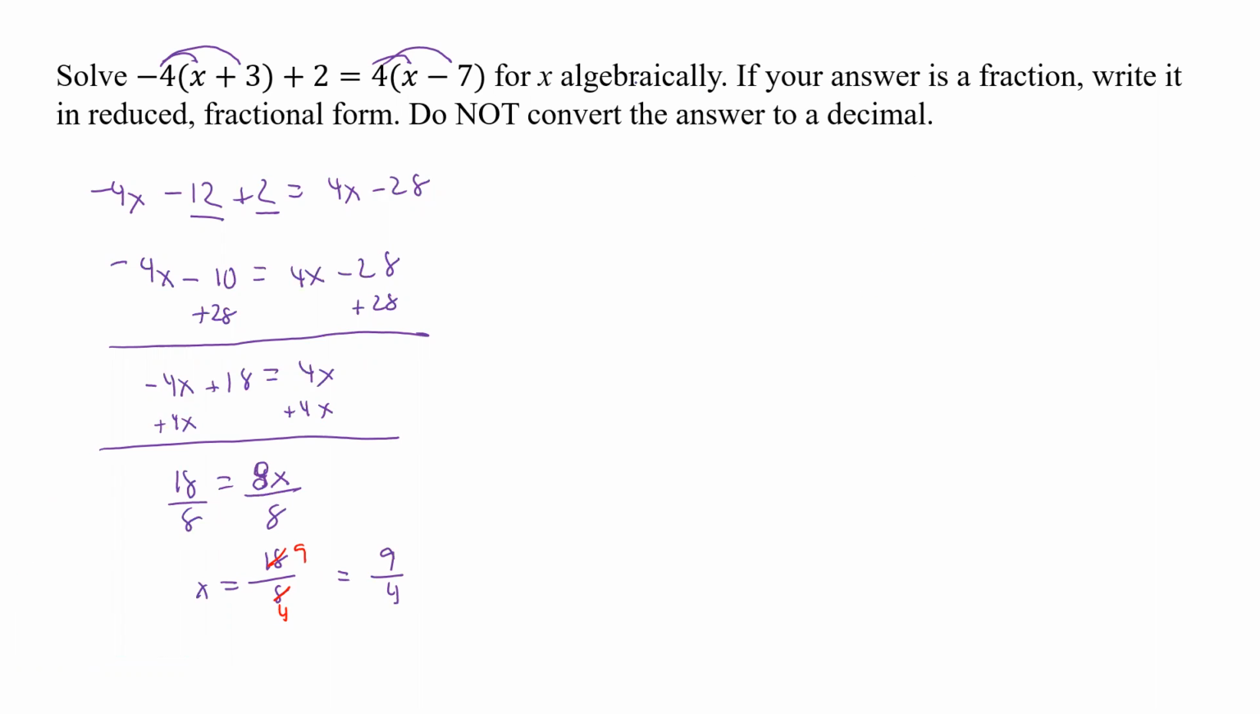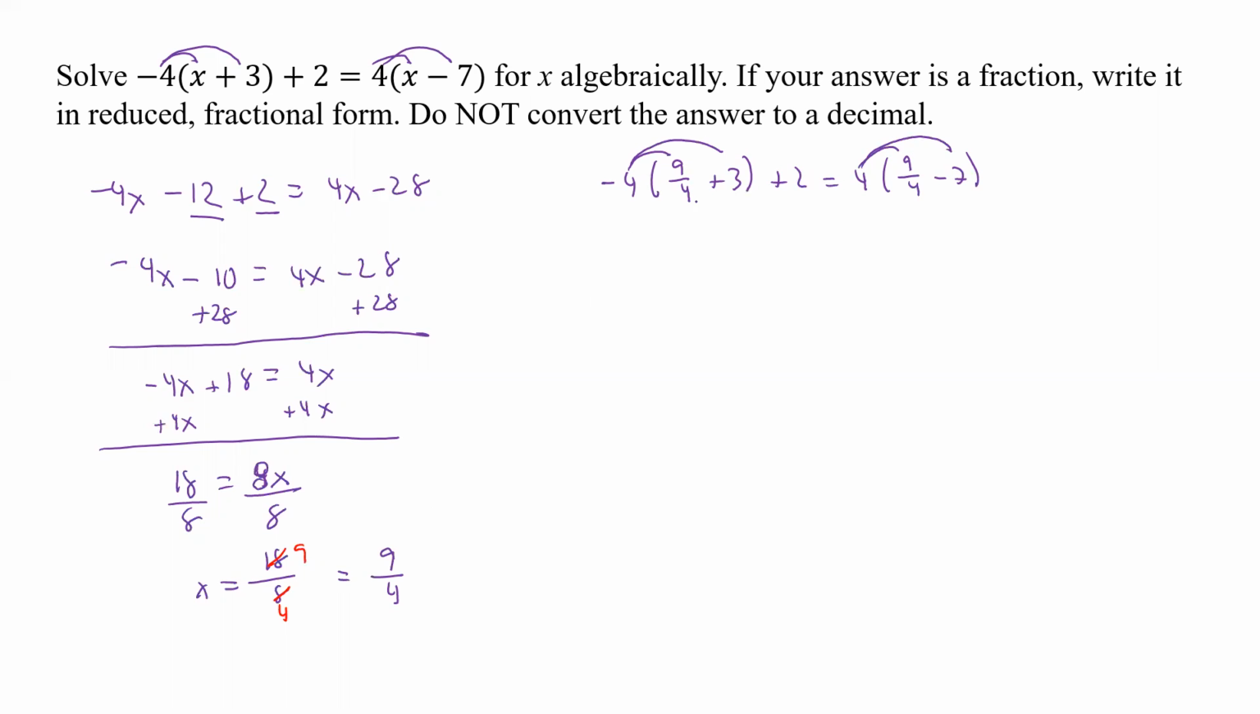All right. So they want it in reduced fractional form. That would be what our answer would be. Now, our check: minus 4 times 9 over 4 plus 3, plus 2 equals 4 times 9 over 4 minus 7. Well, I'm going to distribute first.